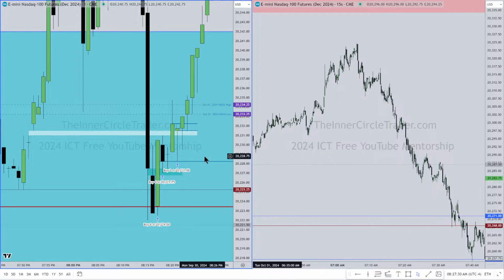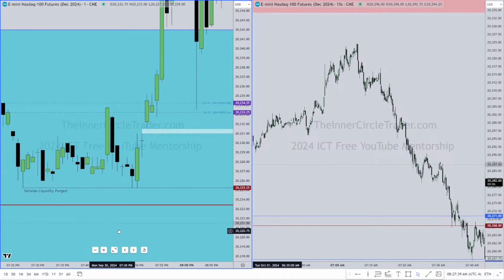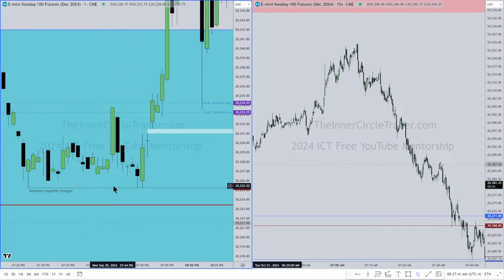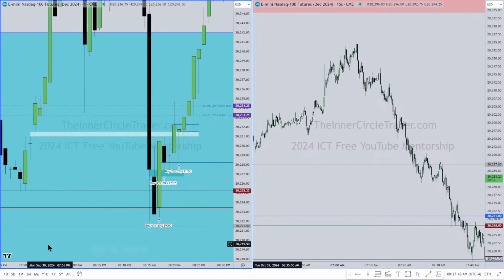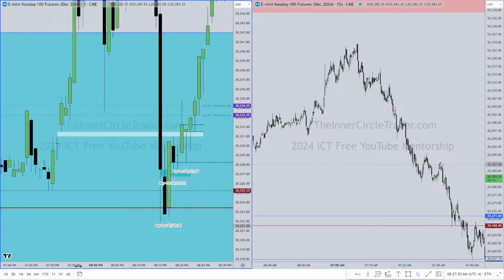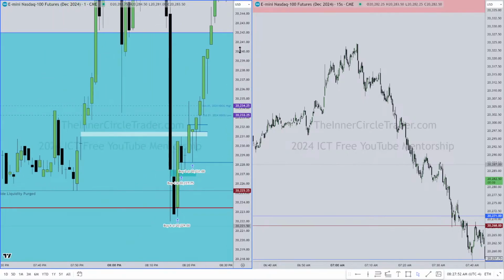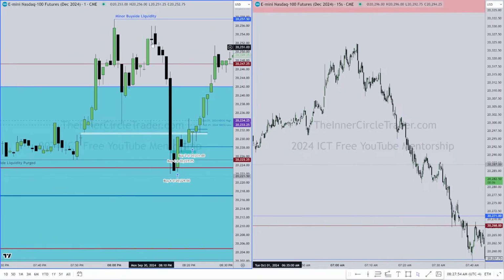I'm not worried about that thing careening down here lower, taking out what you might think is relative equal lows. I'm looking at how it took the liquidity out over here inside of a macro. What time is this drop? When's it occurring? We're up here at 8:10. So we're in the last portion of that 7:50 to 8:10 macro.